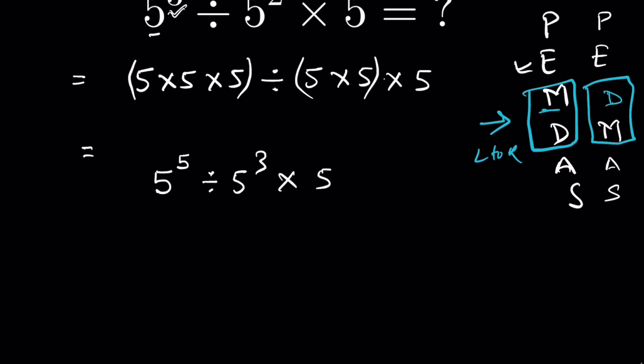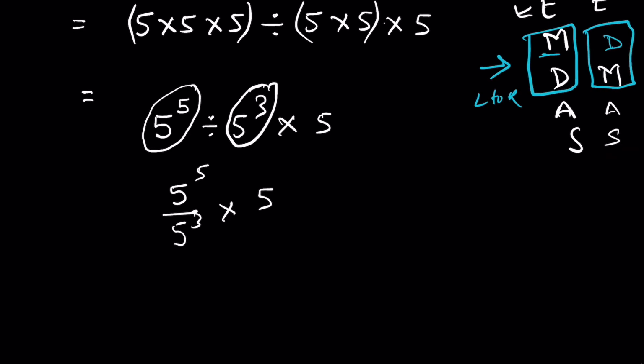What do you do then? Then what we can do is divide this entire 5 to the power 5 by 5 to the power 3. So 5 to the power 5 upon 5 to the power 3, then times 5. Now here we can use the identity where a raised to the power m upon a raised to the power n is equal to a raised to the power m minus n.